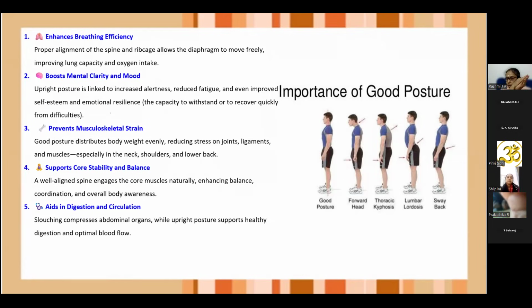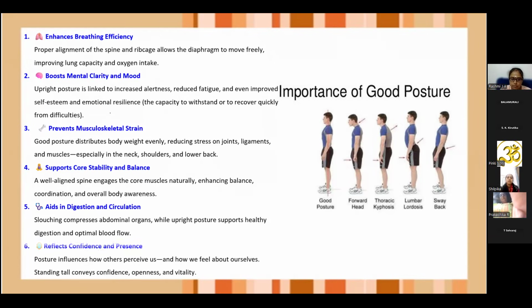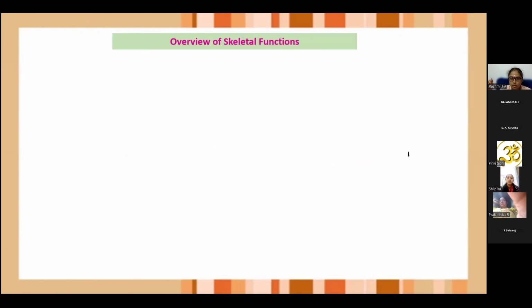The stomach also will get compressed, and so the receiving of the food by the body and the metabolism itself will become very difficult, and it will be different also. Then it reflects confidence and presence. Posture influences how others perceive us and how we feel about ourselves. Then this is a conclusion slide.